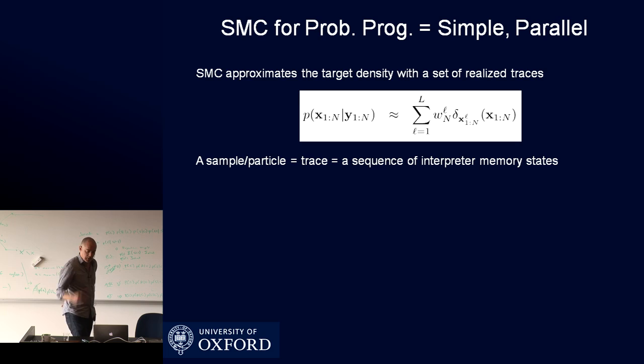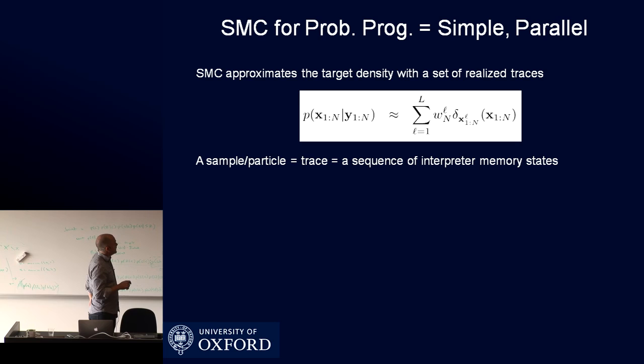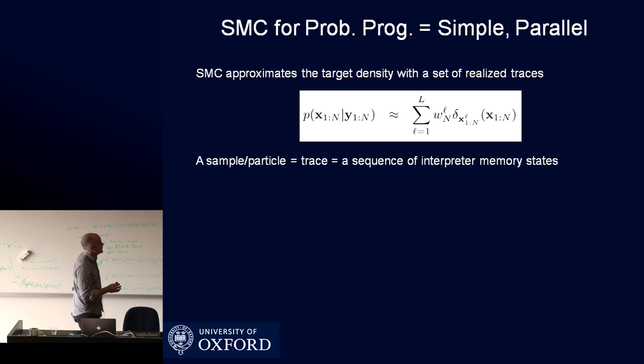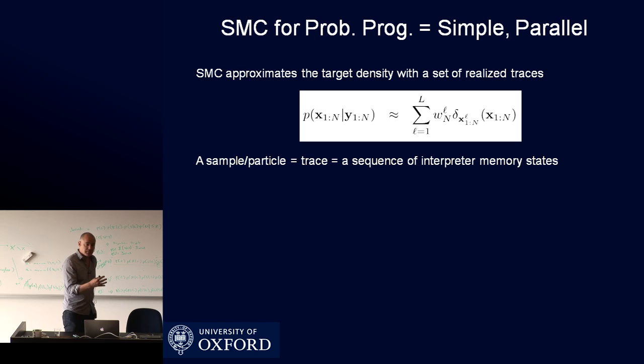Okay, so we talked about, I put sequential Monte Carlo in front of you just very quickly. It approximates a target density with a set of realized traces. So here, a sample or a particle or a trace is going to be a sequence of interpreter memory states. And what we're after is the conditional distribution of the interpreter memory states given all the observations. But now we're going to approximate this using a weighted set of particles, where we propagate the particles in such a way that they're approximate draws from this posterior distribution.